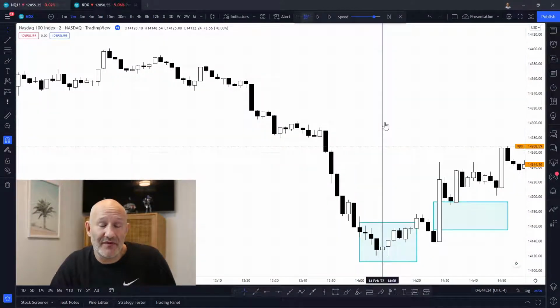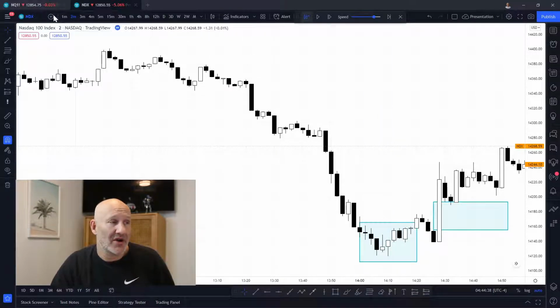Now, as has happened before, my data can't go back far enough to a 1 minute chart on the NASDAQ. So I'm using the index and a 2 minute chart. But this is the area of interest you can see here. And whilst the fair value gap doesn't really set up as neatly as it does on a 1 minute chart, you can see the move here.